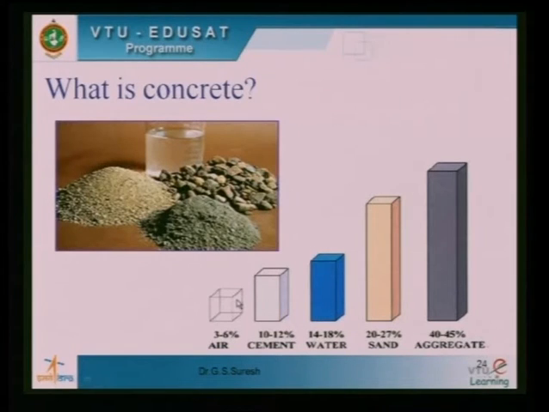This representation shows that about 3 to 6% air is there in the concrete, 10 to 12% is cement, 14 to 18% is water, 20 to 27% is sand, and 40 to 45% is aggregate. These two aggregates are responsible for giving the compressive strength to the concrete.